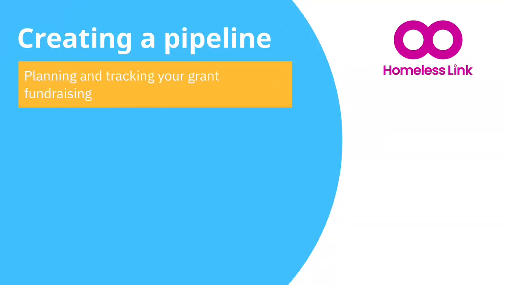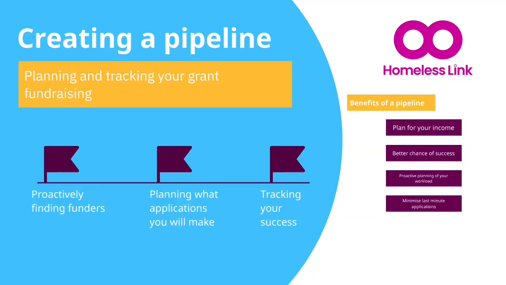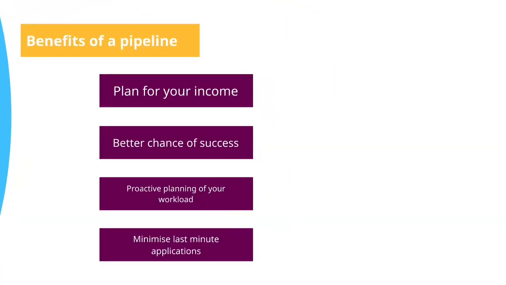We will now learn how to build a pipeline of grants funds to apply for. A pipeline is the process of proactively finding funders, planning what applications you will make, and tracking your success. Creating a pipeline will help you plan your income and have more control of the process.